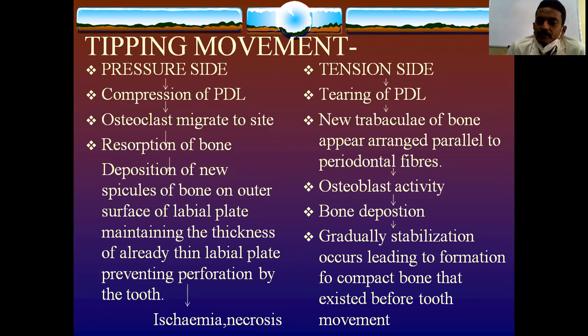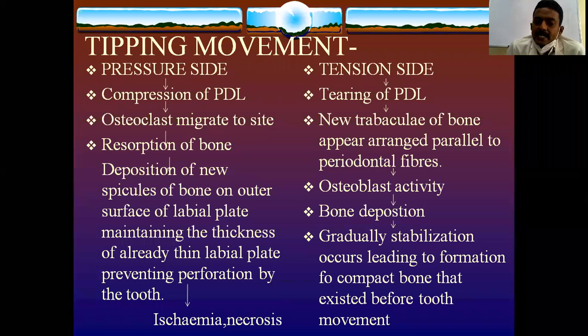from the pressure side, the compression of the periodontal ligament takes place, which leads to osteoclast migration to the site and deposition of new spicules of bone on the outer surface of the labial plate, maintaining the thickness of the already labial plate by preventing proliferation of the tooth, which further leads to ischemia and necrosis.